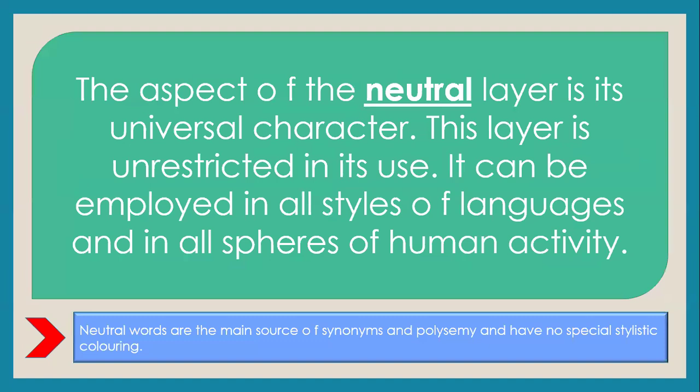The main aspect of the neutral layer is its universal character. This layer is unrestricted in its use. It can be employed in all styles of language and in all spheres of human activity. Neutral words are the main source of synonyms and polysemy and have no special stylistic coloring.